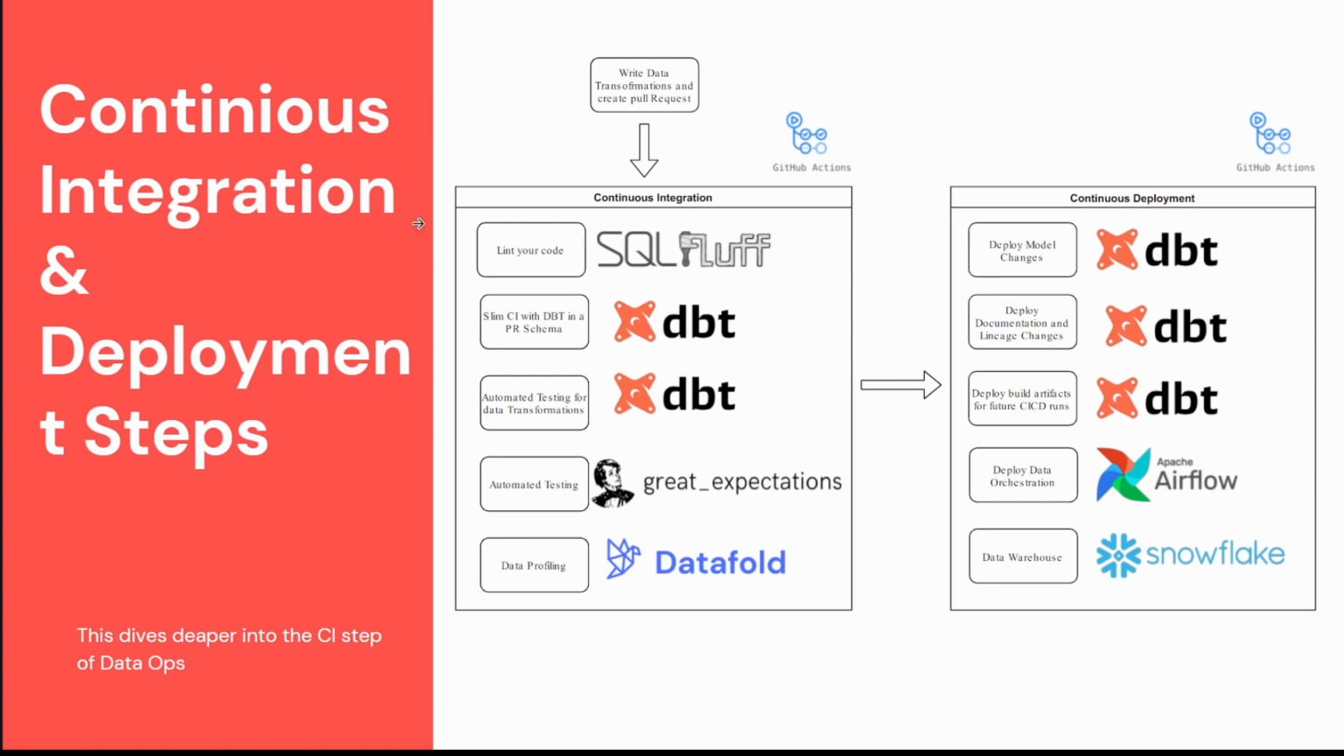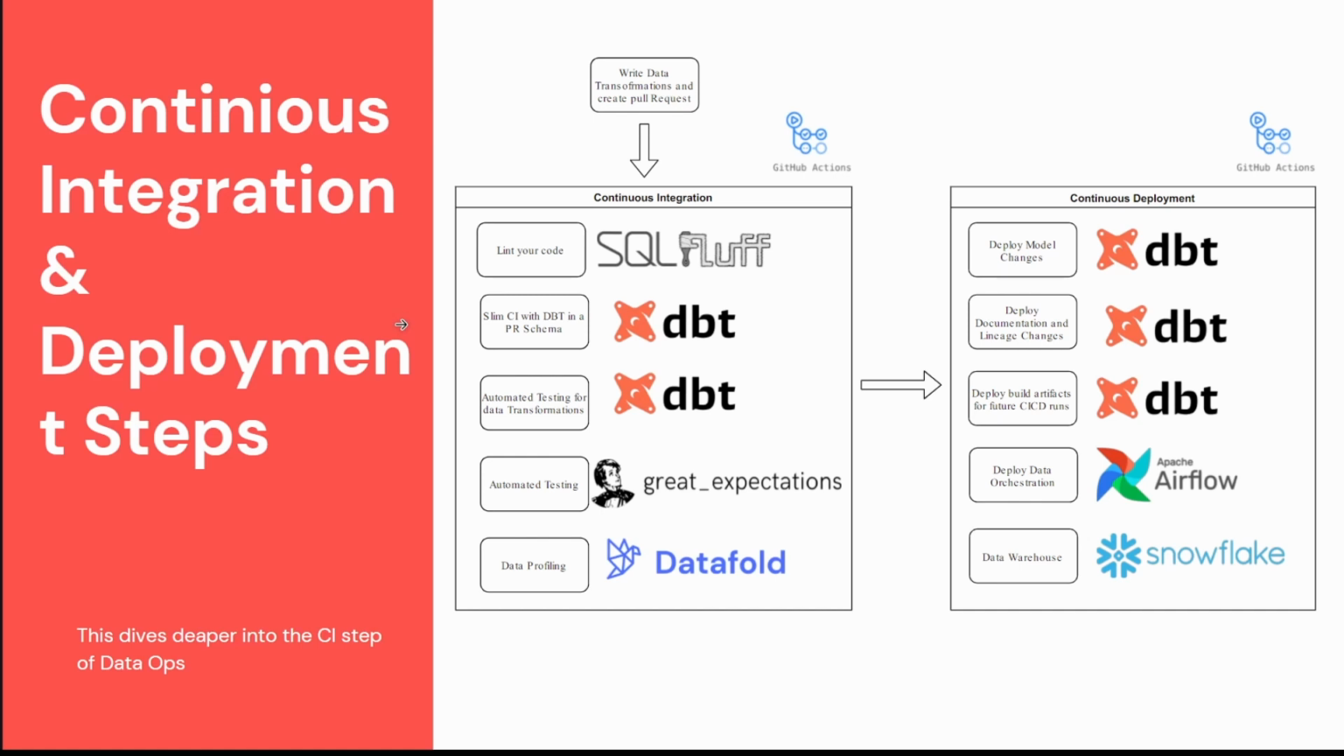GitHub Actions will be used to coordinate the pipeline by invoking CLI (command line interface) and software developer kits for each of these technologies in both our integration and deployment phases. Let's take a bit of a deeper look in the integration step. Linting your code is the first step. We want to make sure that our code meets our company's best practices. And we're going to be using a technology called SQLFluff to do that.